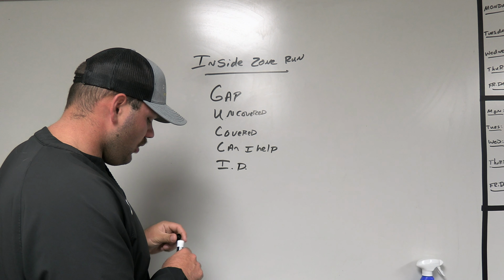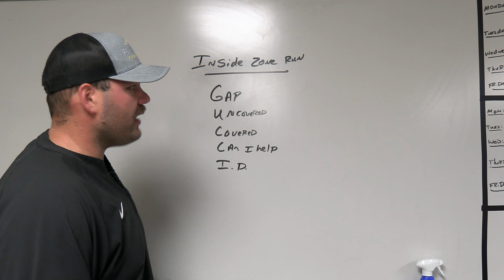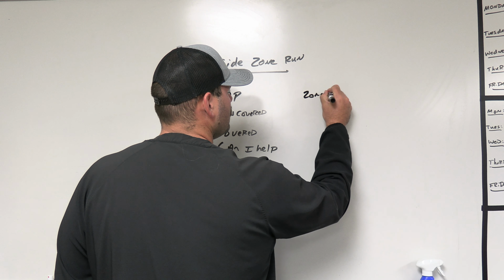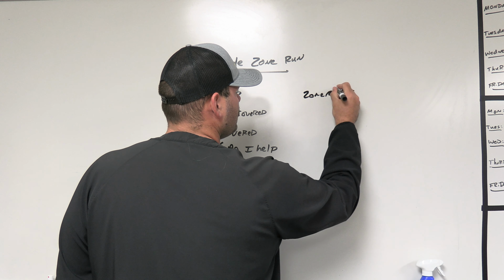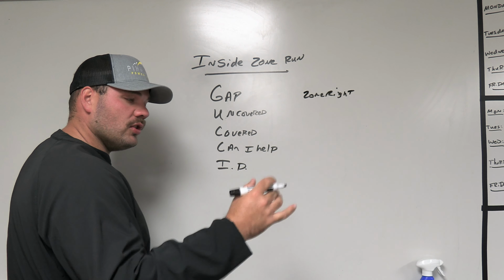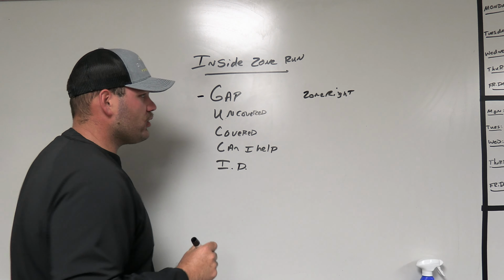So gap. Where's my play side, where's my backside? I always ask kids this. They need to know where their play side is, where their backside is. Let's say we're running zone right. First question I ask, hey, where's your play side? Play side, zone right. So look to your play side gap. That's the first thing we're looking at.